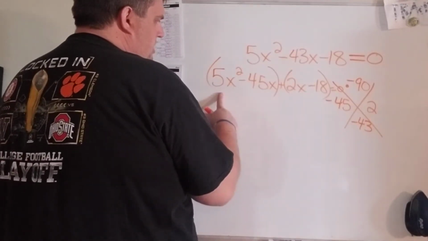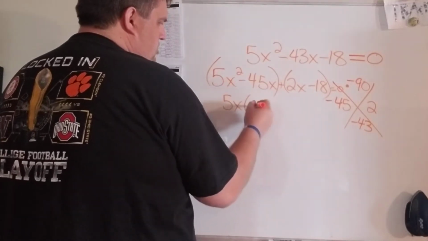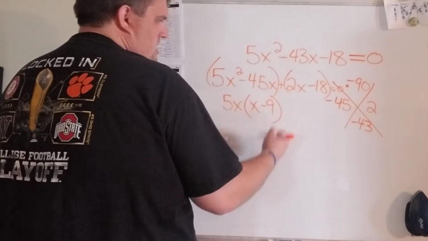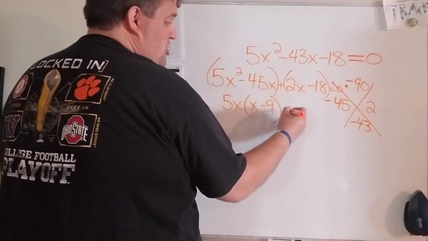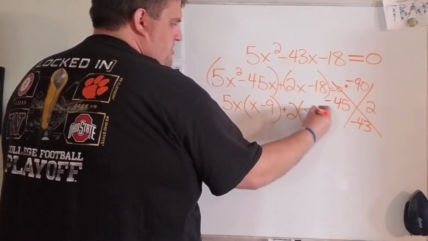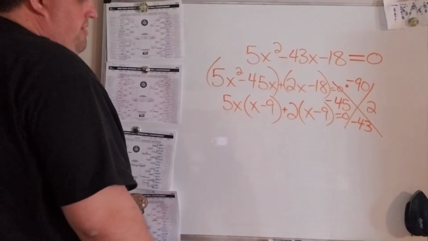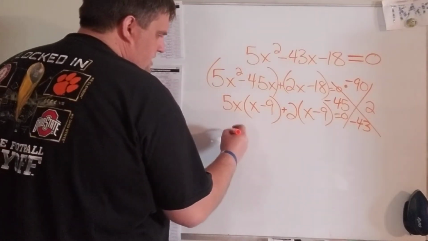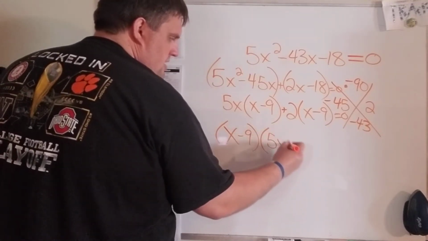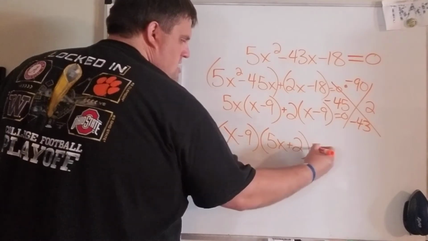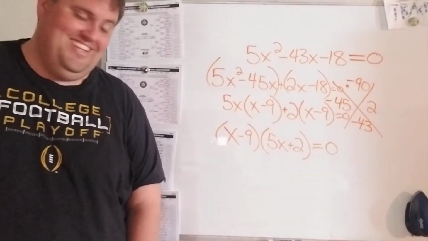In this first group, it looks like we can take out a 5x. That would leave us with just x minus 9. And hopefully we can take something out and be left with x minus 9 over here. It looks like if we take a 2 out, we're left with just x minus 9. Cool. So we see that our two factors are the insides and the outsides. And that's all we know how to do so far.